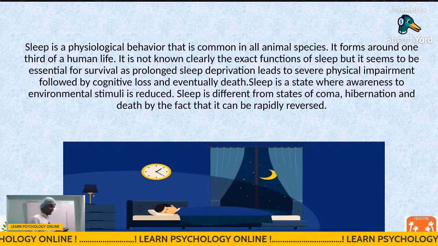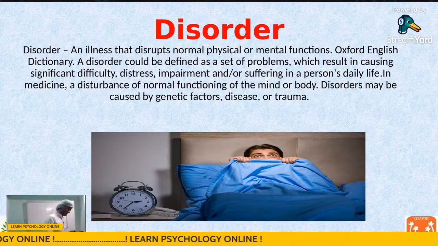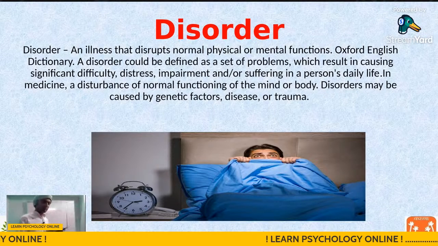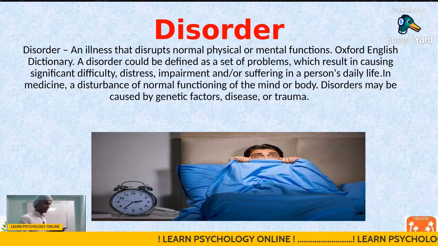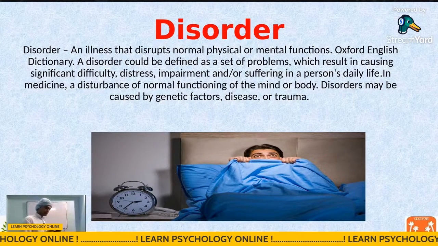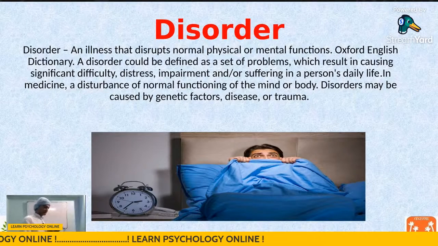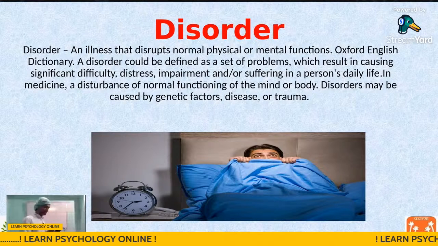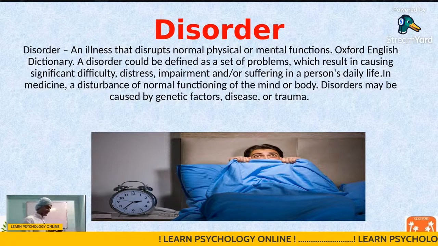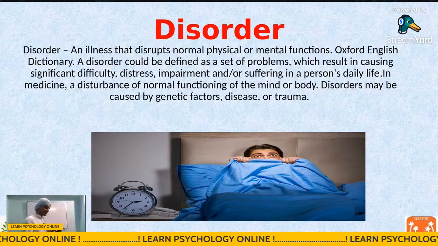And now let's talk about disorder. What is disorder? Basically, a disorder is an illness that disrupts or disturbs normal physical or mental functions. According to the Oxford English Dictionary, a disorder could be defined as a set of problems which result in causing significant difficulty, distress, impairment, and suffering in a person's daily life. In medicine, it is a disturbance of normal functioning of the mind or body. Disorders may be caused by genetic factors, disease, or trauma.